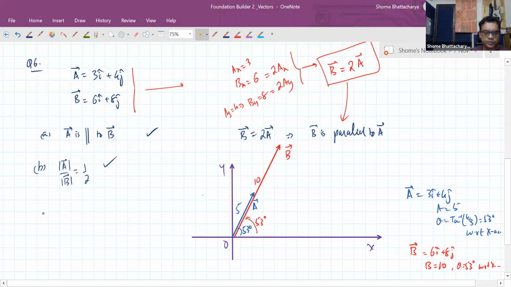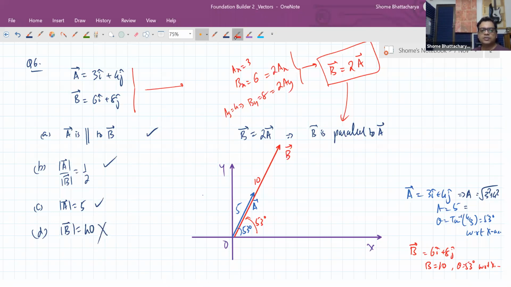Option C is also correct, we can see, because mod A is given to us as 5 and that is what it is, we just saw this. This is correct, but option D is the wrong one because it is saying that mod B is 40. So this is incorrect. So ultimately this is the one that we will mark in the answer because we've been asked to find the incorrect option.